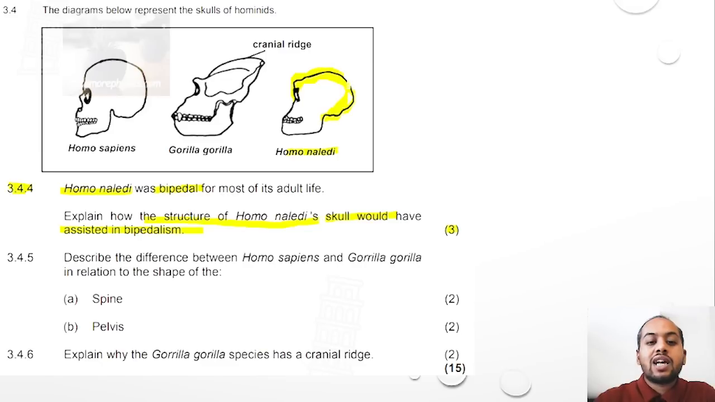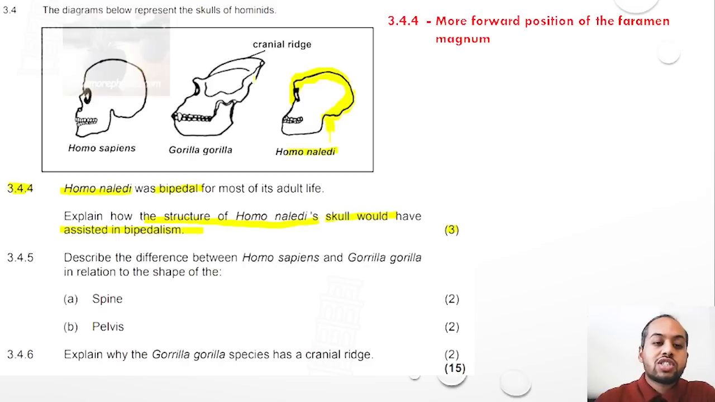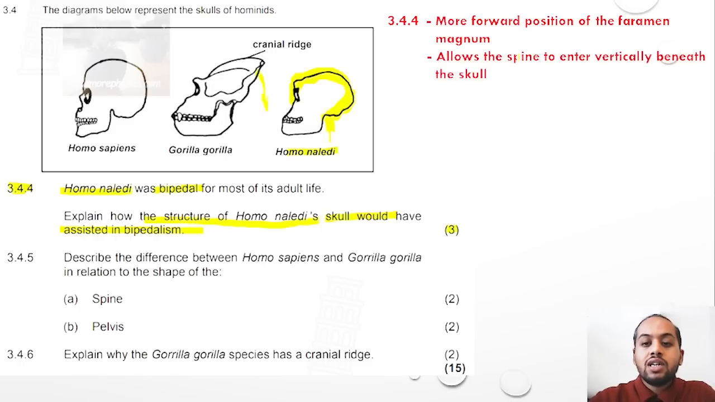You can see that the skull is going to be slightly bigger compared to gorilla. And if it has a slightly bigger skull, it's going to have a bigger brain, it's going to house more intelligence, etc. Also, you'll notice that the foramen magnum was located in a more forward central position compared to the foramen magnum located at the back in gorilla. So the more forward position of the foramen magnum is going to allow the spine to enter vertically beneath the skull to support the skull for upright walking.